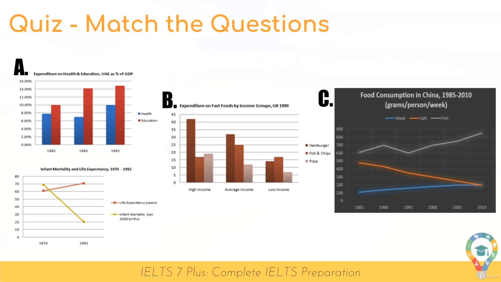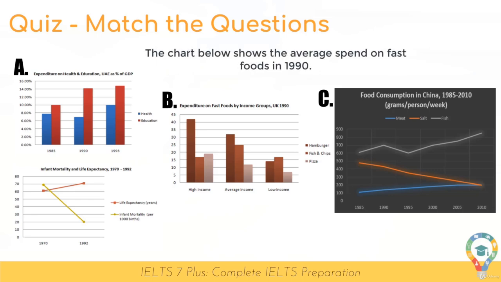Let's take a look at one more question. The chart below shows the average spend on fast foods in 1990. Is the answer A, B or C? Well done if you got that right. The answer was in fact B.